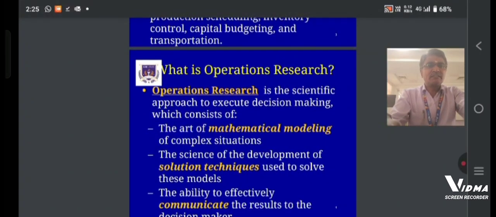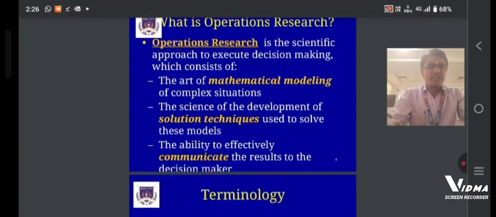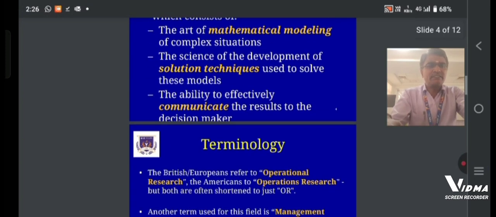What is operations research? Operations research is the scientific approach to execute decision making, which consists of the art of mathematical modeling of complex situations, the science of the development of solution techniques used to solve these models, and the ability to effectively communicate the results to the decision maker.